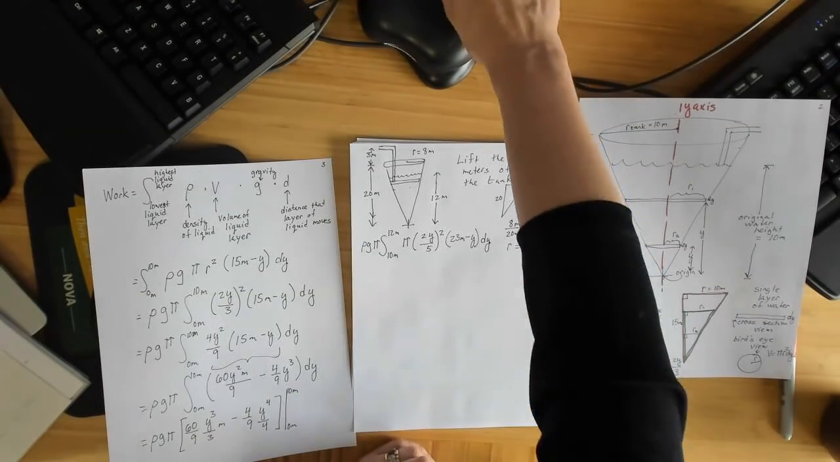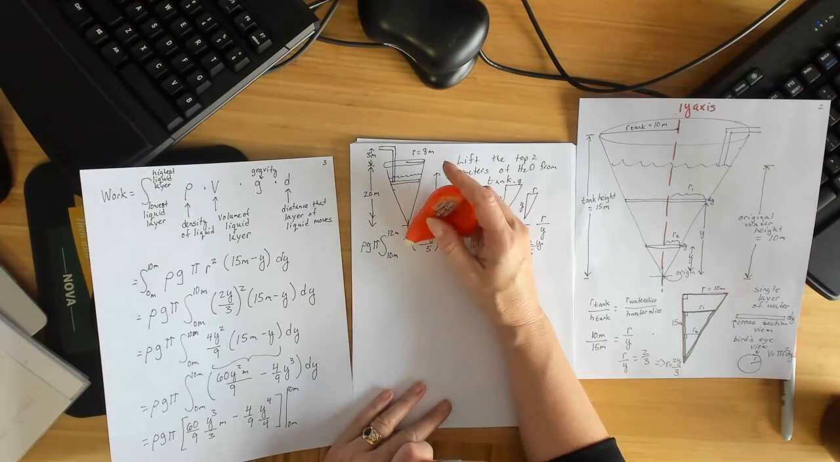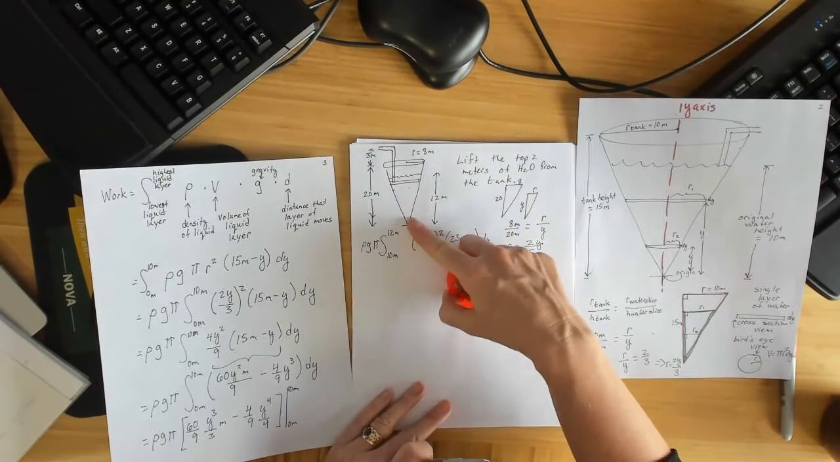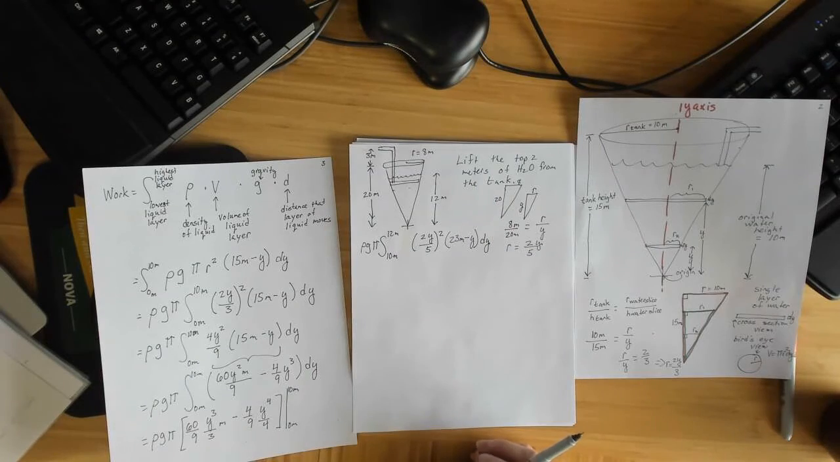And it looks like I accidentally have in too many pi's, so I'm going to remove one of my pi's. I should only have pi once. All right. Hopefully this explains to you how to do this. I'll work another example using a different shape so you can see how a different shape works. But conical tanks are a not uncommon problem to see lifting liquids from.